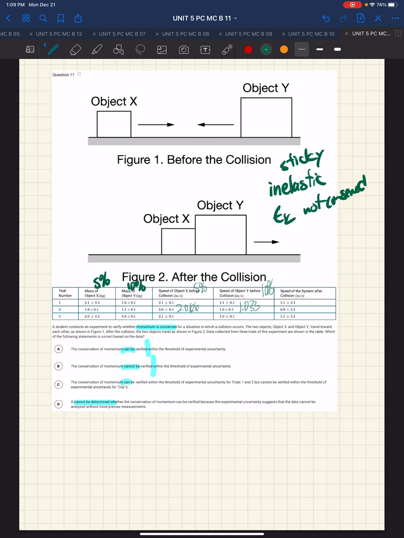And the speed of the system after the collision, so that's the two combining together, we have 0.9 and 1.1. And we average those out, and we're going to get about 0.966. And again, we're looking at about 10%.